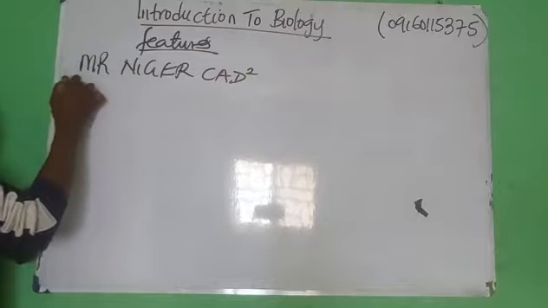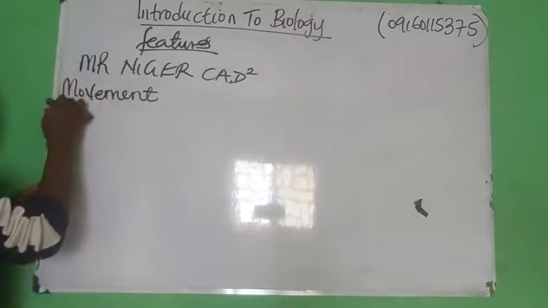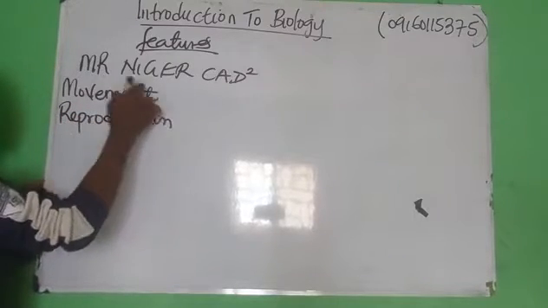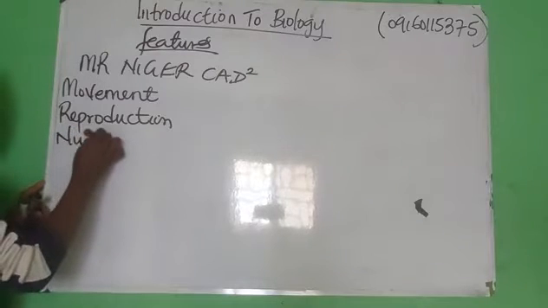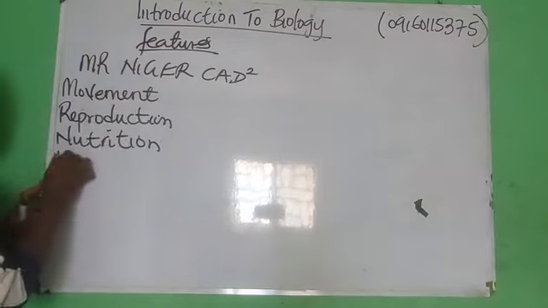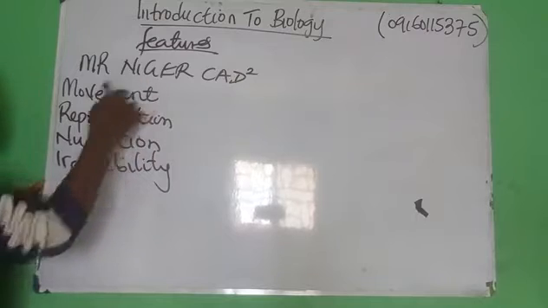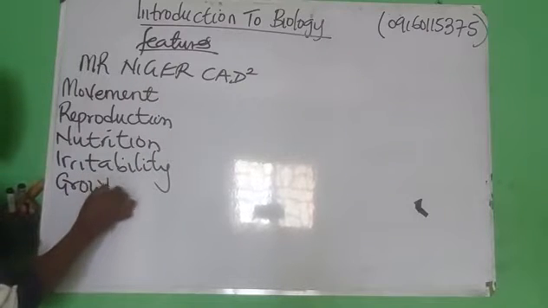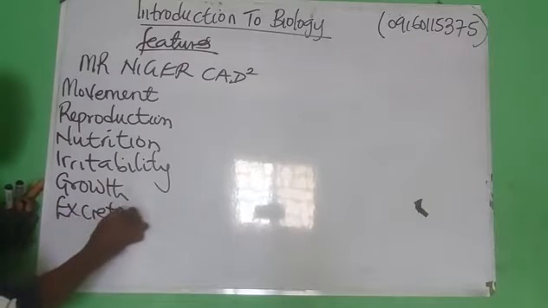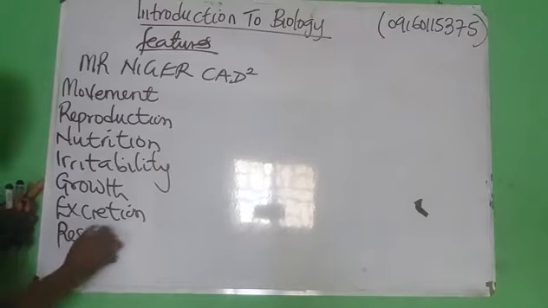The first one, which is M, stands for movement. R stands for reproduction. N stands for nutrition. I stands for irritability. G stands for growth. E stands for excretion. R stands for respiration.